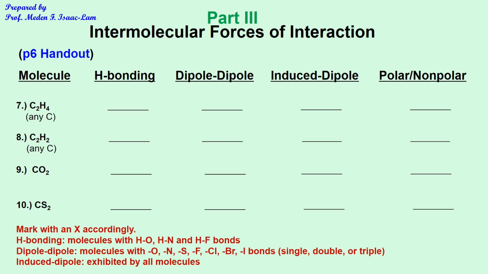Okay? So it has some dipole-dipole, because you have a CO bond and a CS bond in number 10. You also have induced dipole, but the molecule as a whole is non-polar because the pull of one side is the same as the pull of the other side. So it's a completely symmetrical molecule, therefore it's non-polar for number 9 and number 10.